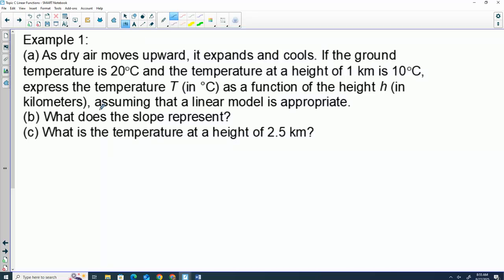So as dry air moves upward, it expands and cools. If the ground temperature is 20 degrees Celsius and the temperature at a height of 1 kilometer is 10 degrees Celsius, express the temperature T in degrees Celsius as a function of the height h in kilometers, assuming that a linear model is appropriate. All right. That's a lot of words, wasn't it?